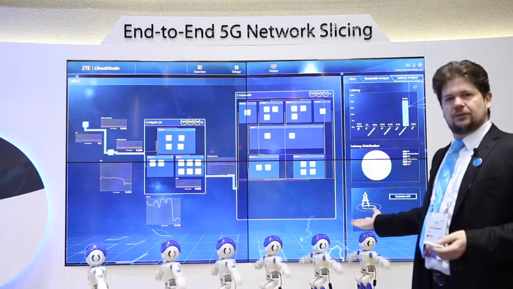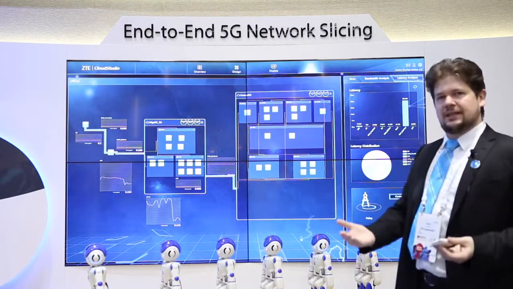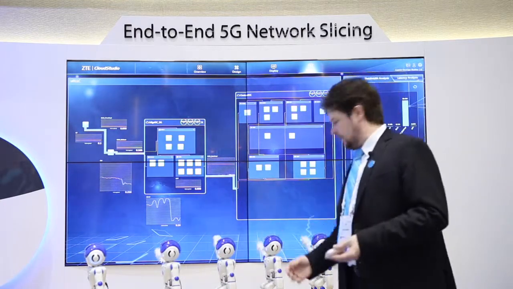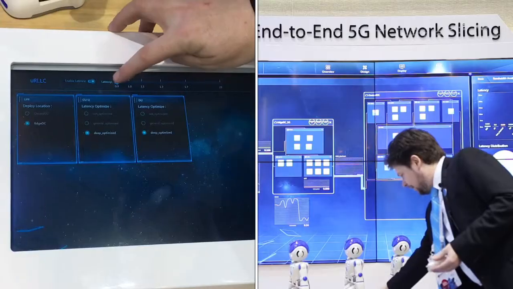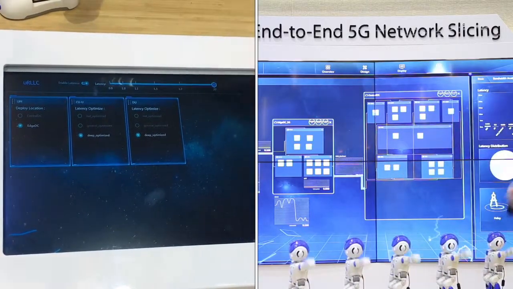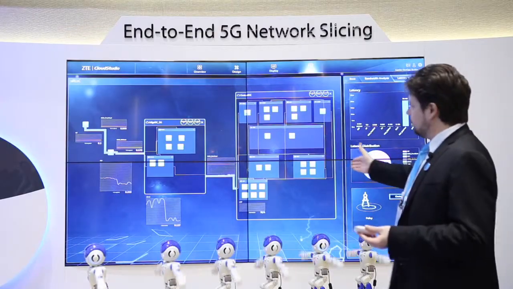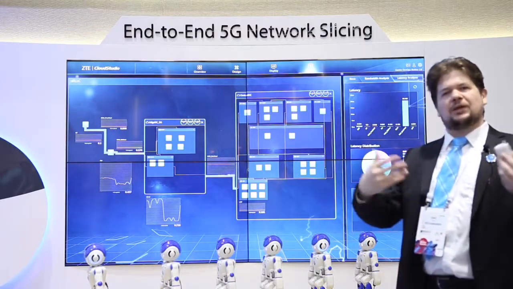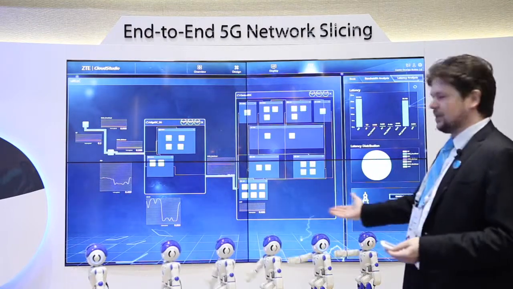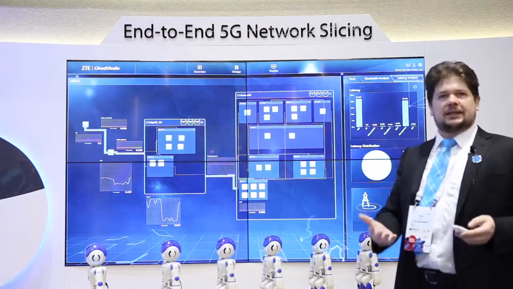The robots are synchronous. If a contract has expired, if the latency is no longer required, you can change back the SLA itself. The system automatically adapts itself to the situation, moves back the UPF to the core, releases the resources, and the system is back to the standard value as it has been before.